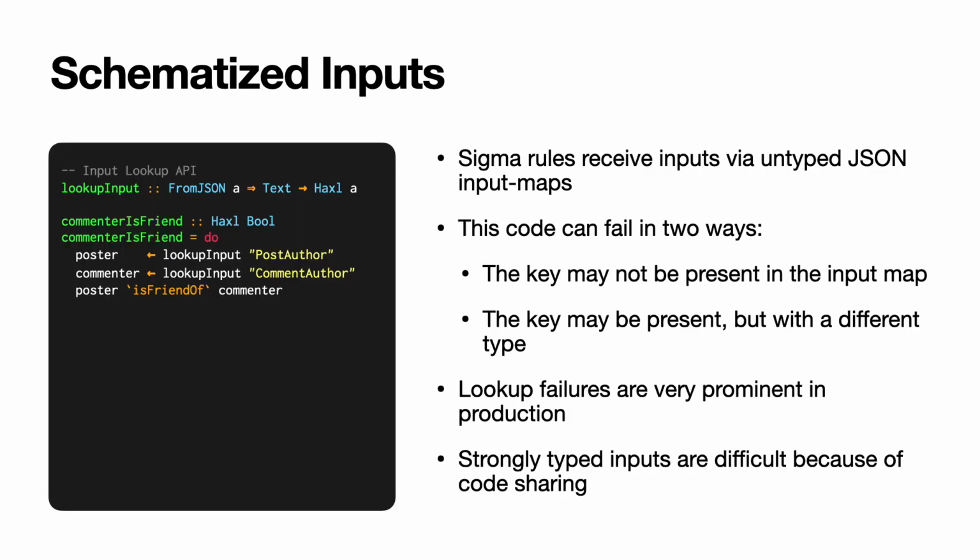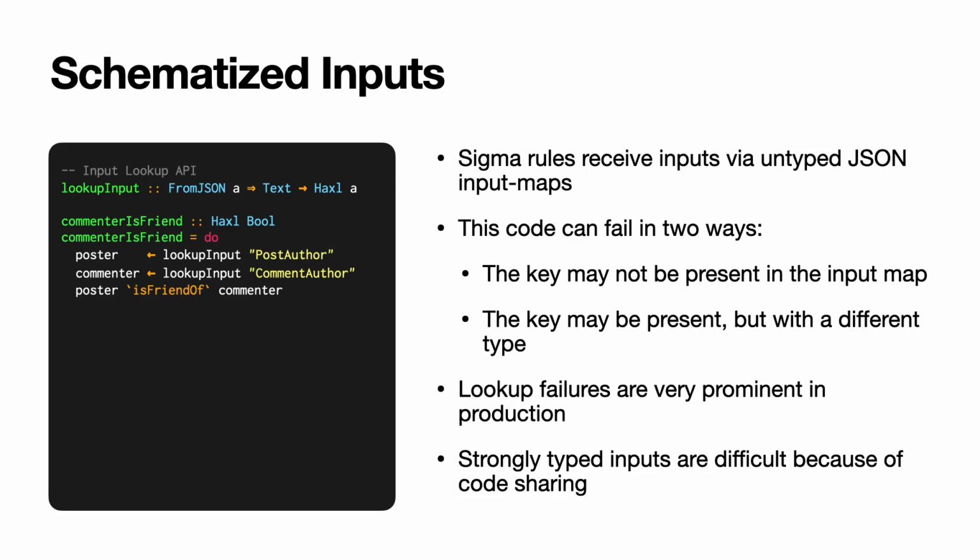We have additional uses for type-level schemas in Sigma code. Sigma rules receive input as untyped JSON maps. Input lookups can fail at runtime in one of two ways. Either the key that the developer is looking for may not be present, or the key may be present but with the wrong type. Lookup failures are very prominent in production. In fact, they make up about 50% of all rule failures.